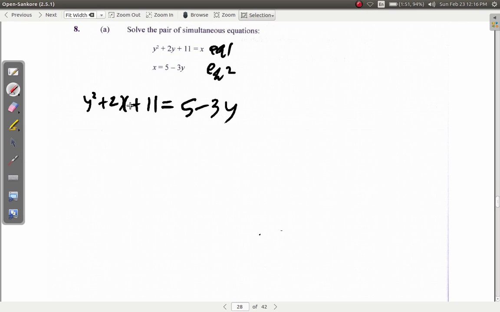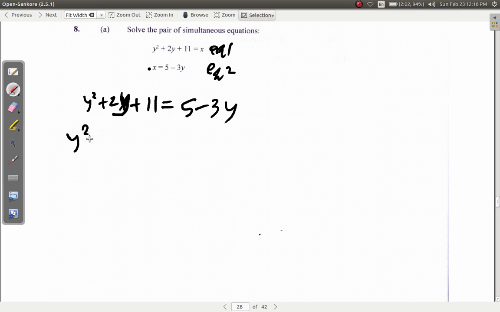Now, I had put 2x here. It should be 2y. Alright, so we have y squared plus 2y plus 11 is equal to 5 minus 3y. Let's put everything on the right over to the left.